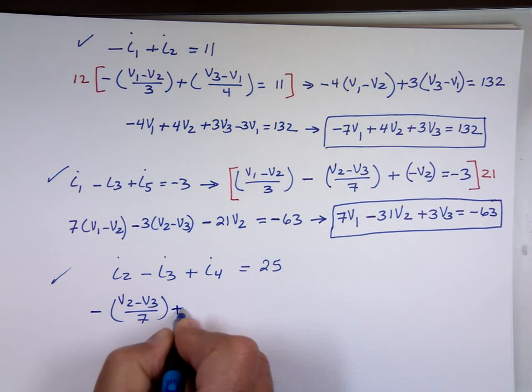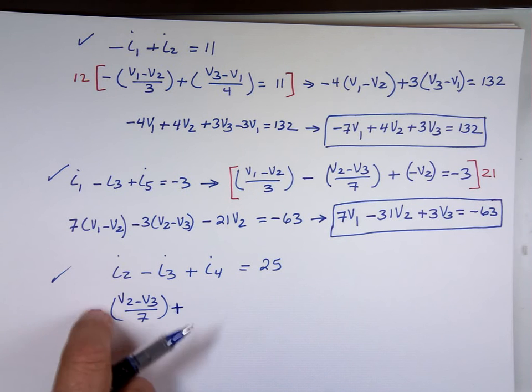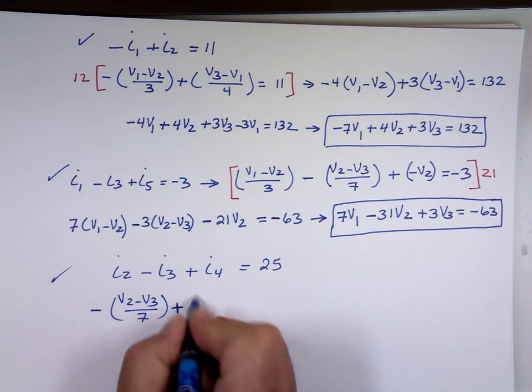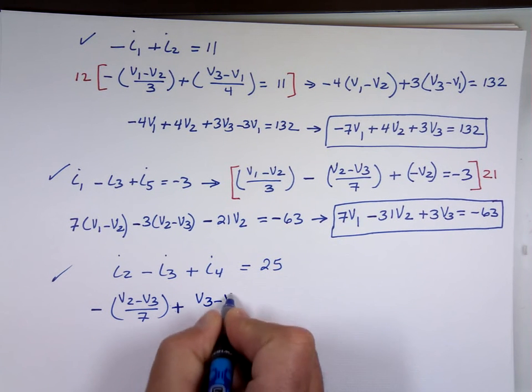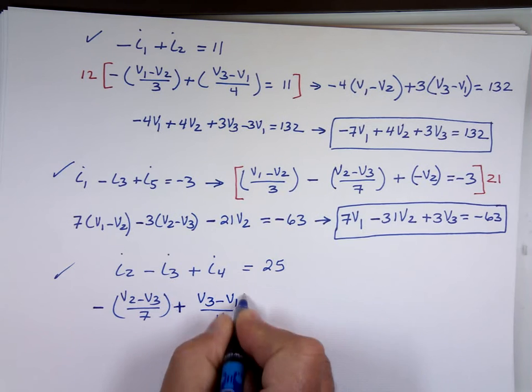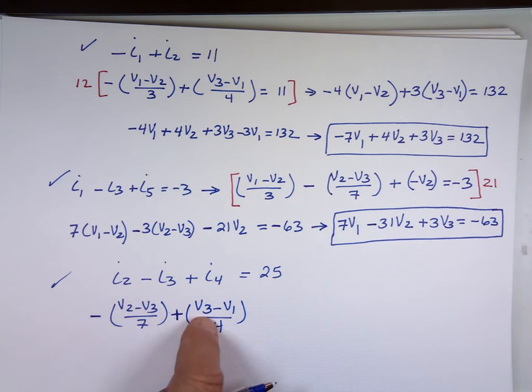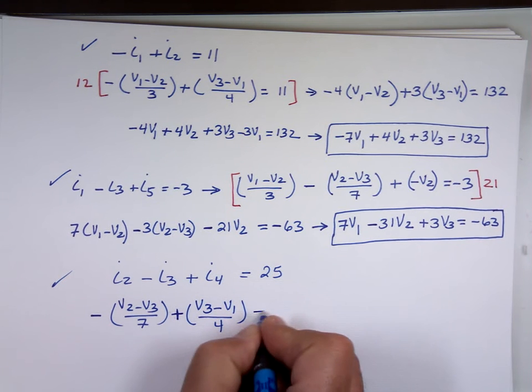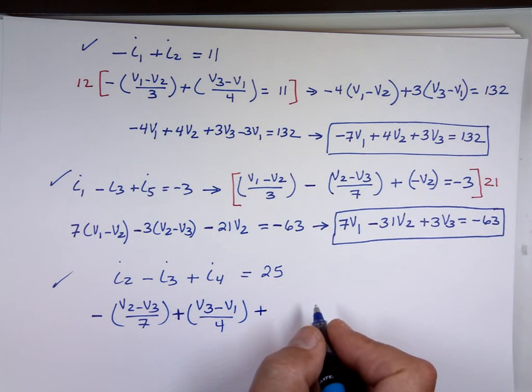Plus I sub 2. I wrote this one first. I got to write this one second. I was looking at the wrong one. I sub 2 is what? V3 minus V1 over 4. So this is I sub 2 and this is I sub 3. I just wrote them backward. Plus I sub 4, which is what? V3 over 5.